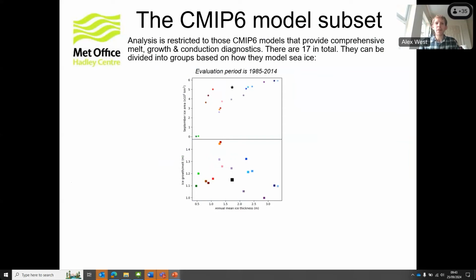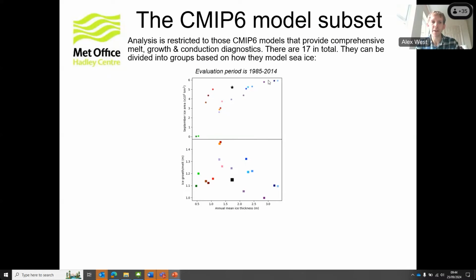So there are 17 CMIP6 models that produce the diagnostics we need. I've got here a couple of graphs showing the annual mean sea ice thickness in these 17 models. We'll see what they are in a minute. Plotted firstly, at the top, against September sea ice area, how much the sea ice melts back in the summer. This is for the historical runs, 1985 to 2014.